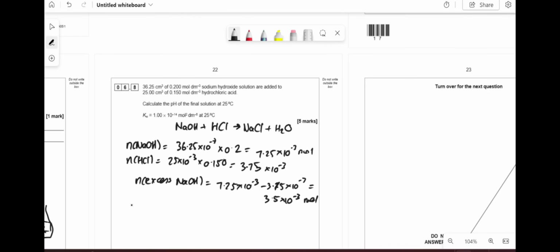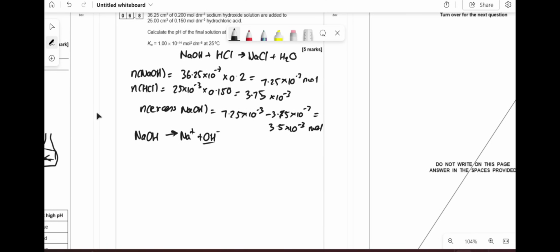Now, because this is a strong base, NaOH dissociates nearly entirely into Na+ and OH-. The OH- is what we're interested in here. So therefore, your moles of OH- equals 3.5 times 10 to the minus 3. Now, whenever we're working with bases, Kw is what you're going to end up using because it's the only thing that relates H+ and OH- together. Ka doesn't do it. All the other ones don't, so it's going to be Kw. So Kw, as a reminder, is the concentration of H+ times the concentration of OH-.